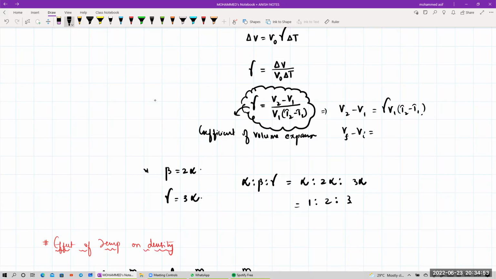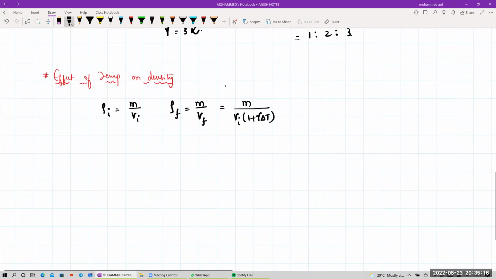This one is nothing but V initial into gamma into T2 minus T1. So if I take V initial on this side, V final is equal to V initial common, 1 plus gamma into delta T, right? So V final is equal to V initial into 1 plus gamma into delta T.